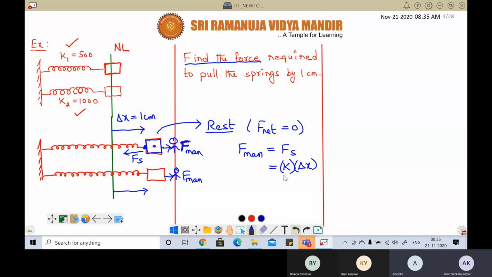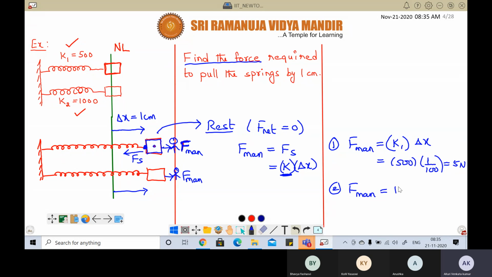Now in both cases, is the force applied by the man the same? No. Why? Because the spring constant K values are different. In the first case, the force applied by the man is K1 into delta x. K1 is 500, delta x is 1 centimeter, which is 1 by 100. So that means 5 newtons. In the second case, it is K2 into delta x. K2 is 1000, delta x is 1 centimeter. So that means 10 newtons.